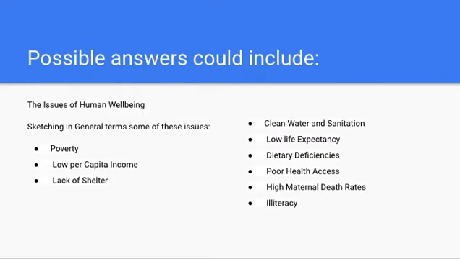Some possible answers that you could have included is sketching in general terms some of these issues: poverty, low per capita income within an Indigenous community, the lack of shelter, their issues around clean water and sanitation, the low life expectancy of Indigenous peoples, dietary deficiencies, poor health access, high maternal death rates, and illiteracy.